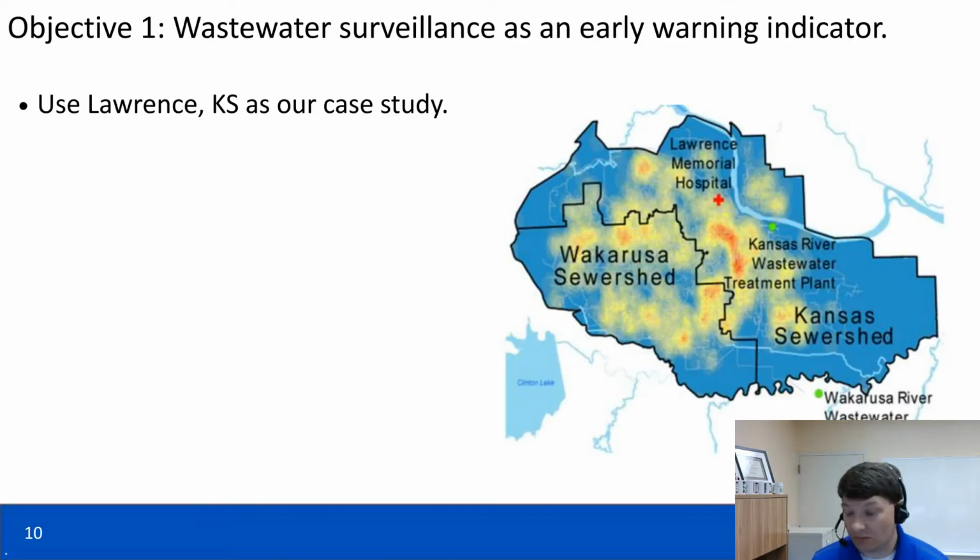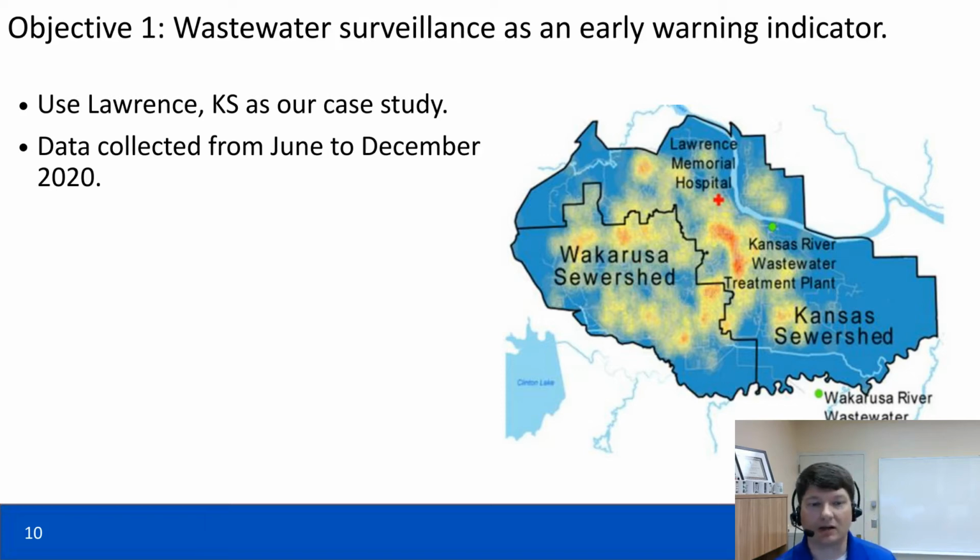Right, so for the first two objectives, we're going to use a case study, and for that first objective specifically, where we're looking at wastewater surveillance as an early warning indicator. So again, we're in Lawrence, Kansas. We collected this data from June to December 2020, and so this is about a 6-month window where we're presenting data from the case study.